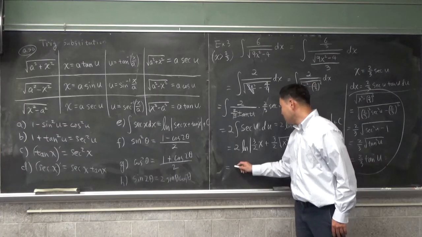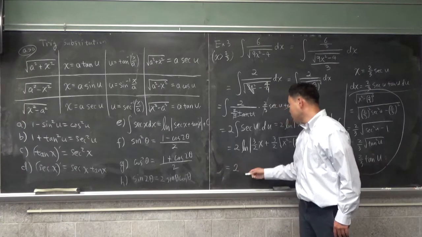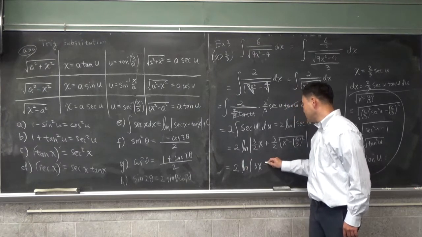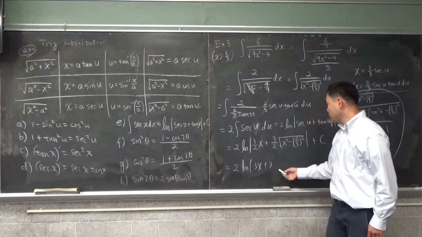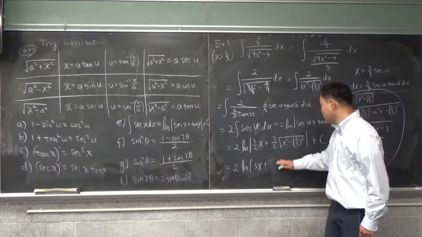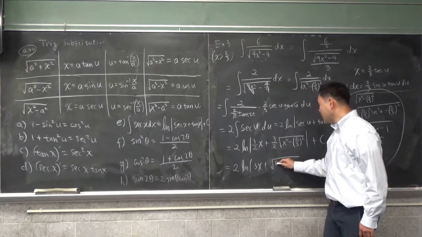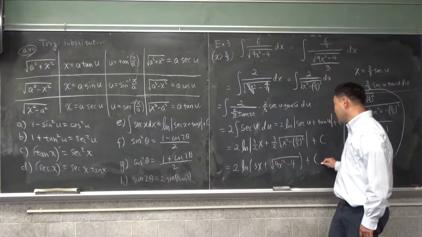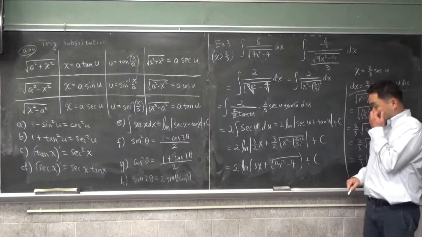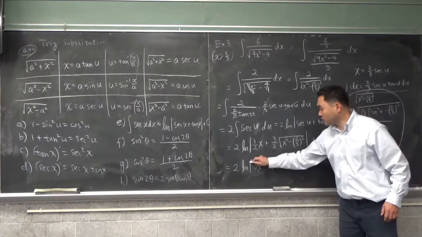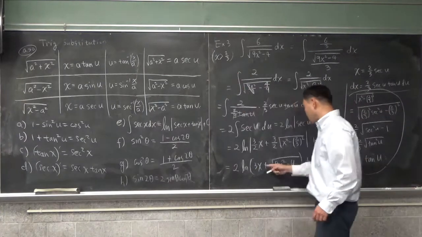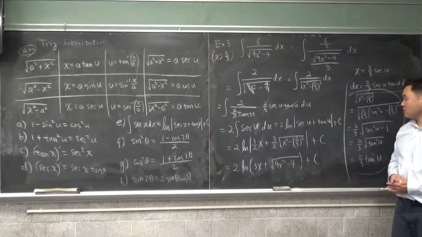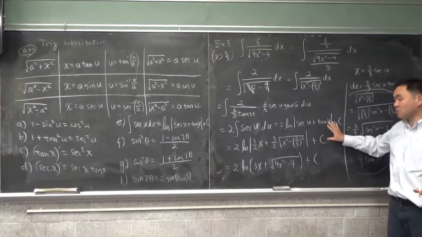You get 2 ln of 3x plus 3 times, no, 3 will go inside as 9, so it would be 9x squared minus 4 plus c, and then I remove the absolute value because this condition will allow this to be positive. So that's the fully simplified answer. On the exam, if you just stop here, I'll be giving you full credit.